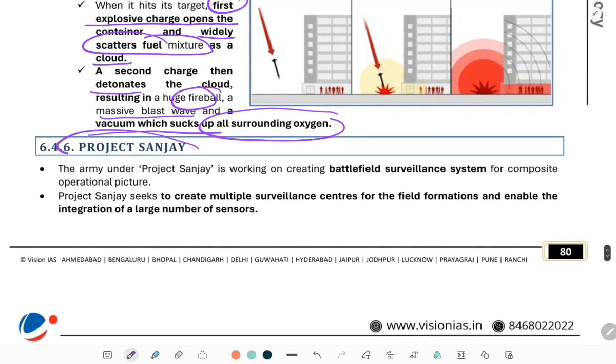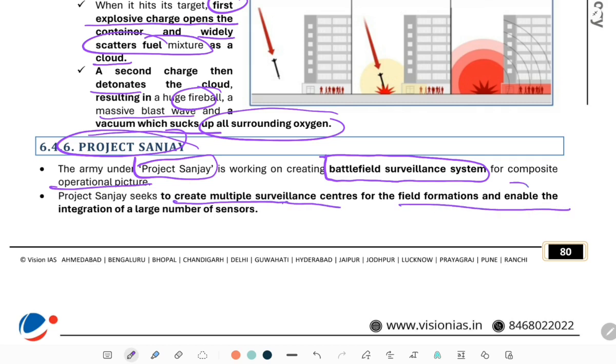Next, Project Sanjay. The army under Project Sanjay is working on creating a battlefield surveillance system for a composite operational picture. This project seeks to create a multiple surveillance center for the field formation and enable the integration of a large number of sensors.